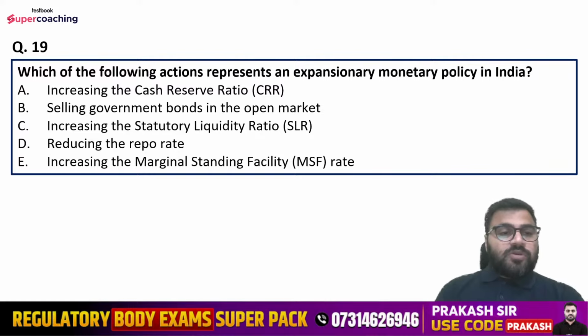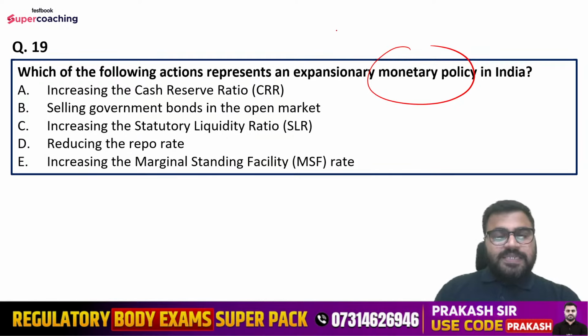Question number 19 is, which of the following actions represents an expansionary monetary policy in India? Options are: increase the CRR, selling government bonds in the open market, increase the SLR, reducing the repo rate, or increase the marginal standing facility rate. Guys, when we talk about expansionary monetary policy, it means the money supply has to be increased. If the money supply is increasing, then what would happen? Obviously, interest rates will go down, demand will go up, and that will lead to increased production in the economy. So tell me, which of the following actions represents an expansionary monetary policy in India?